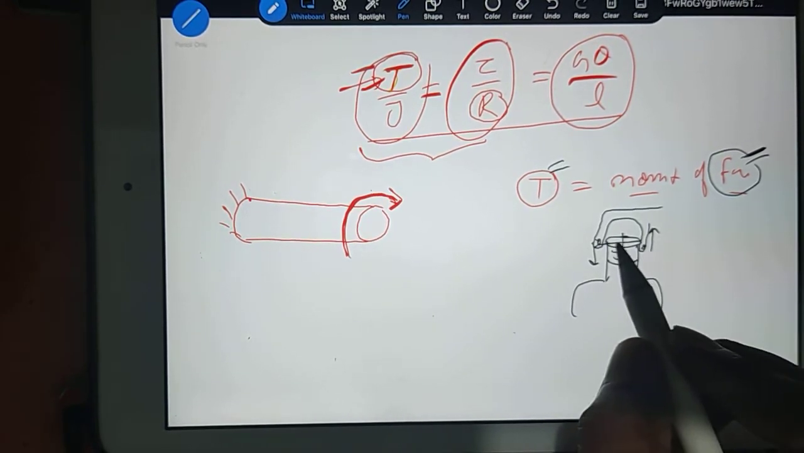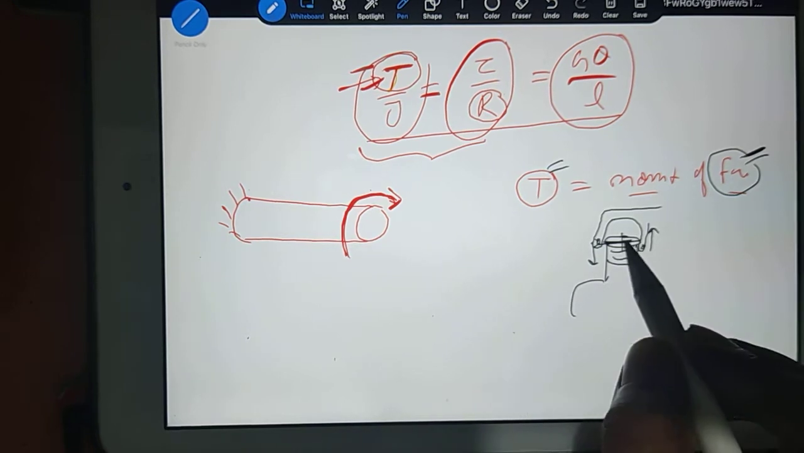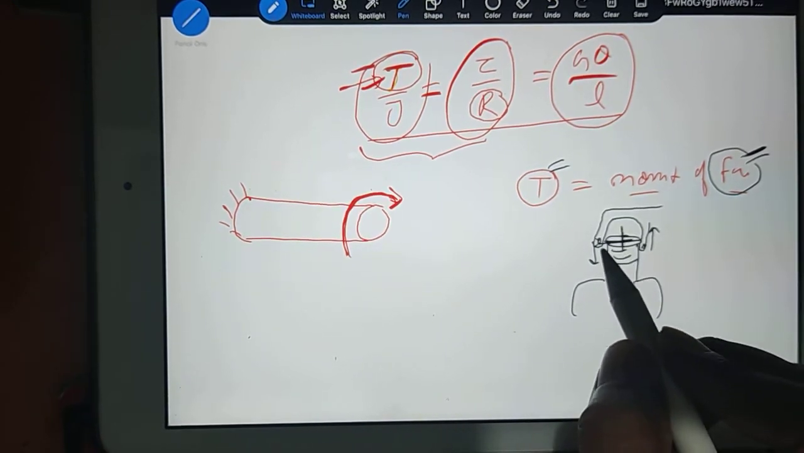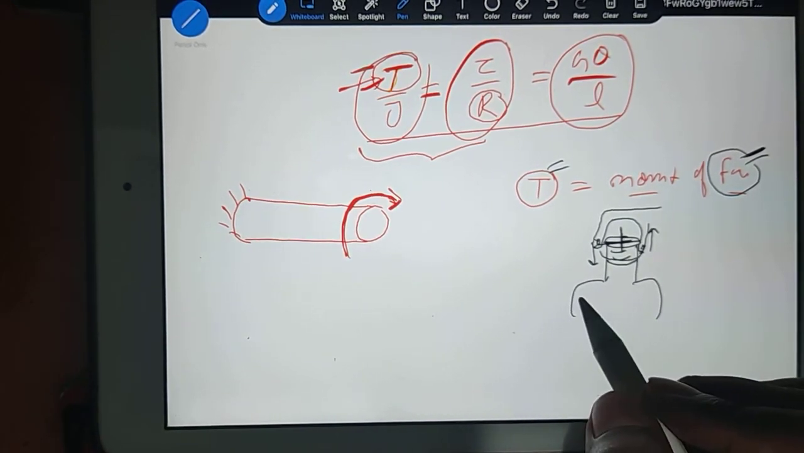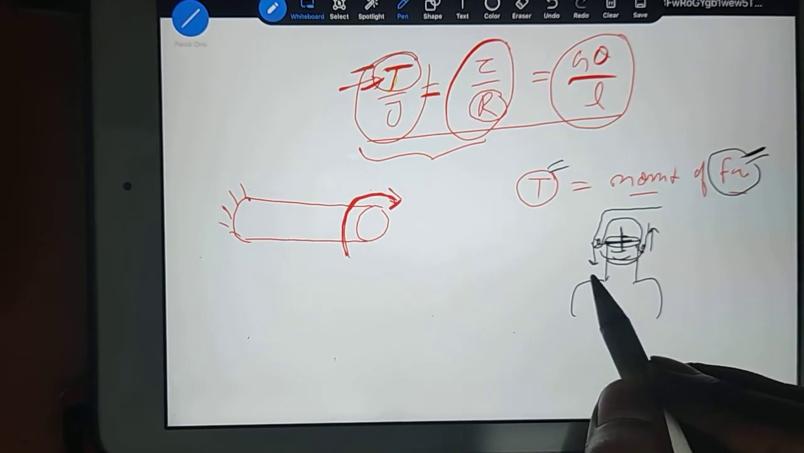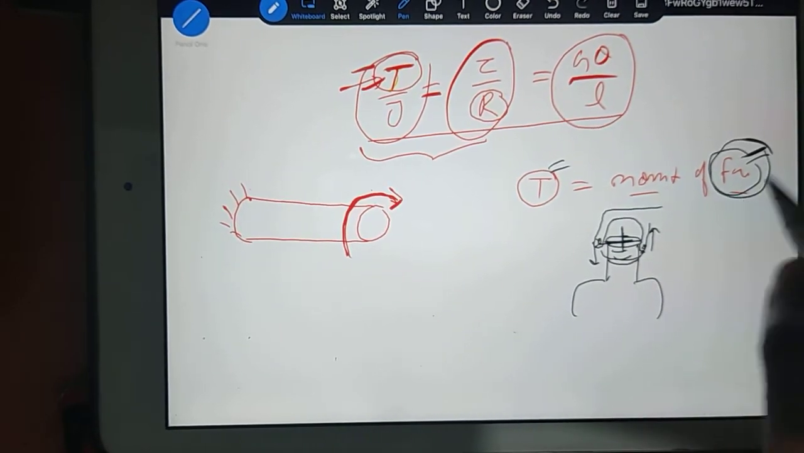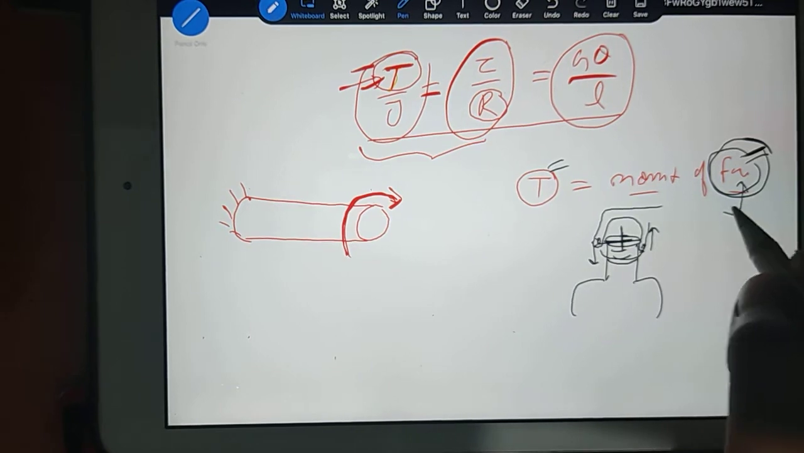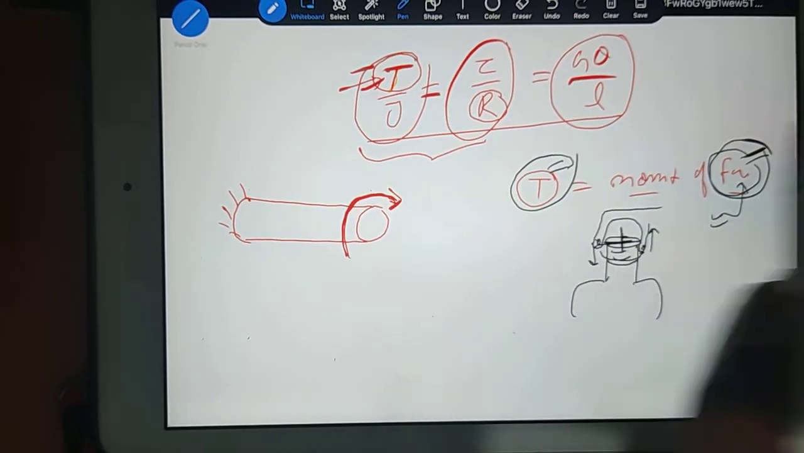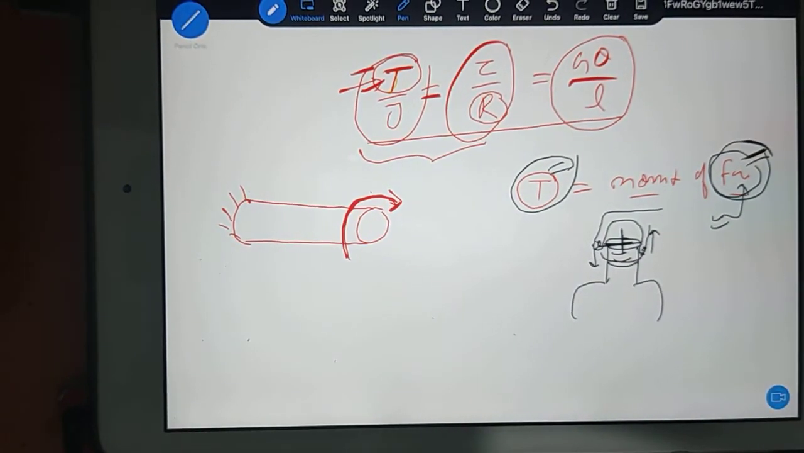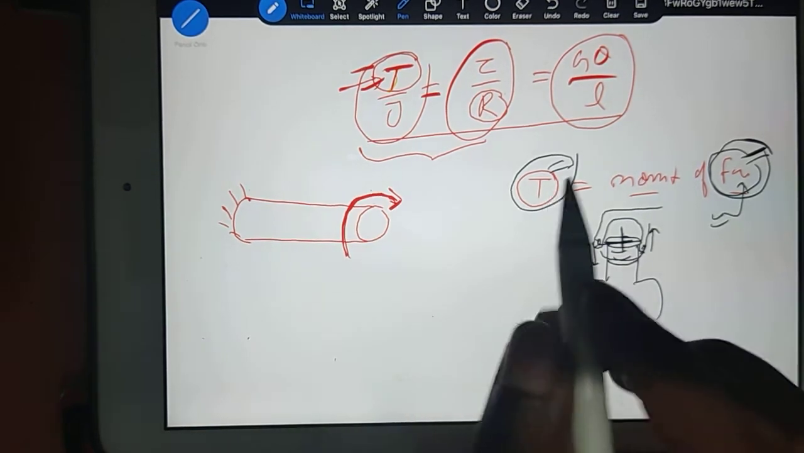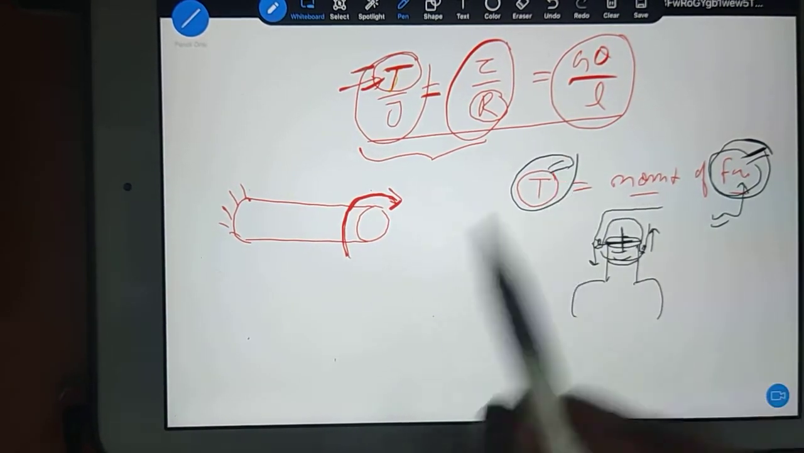You are applying two forces at a particular distance, right? With respect to the center, the cap of the bottle will rotate and you can open the bottle. Reality is you are applying force, but the way you are applying the force gives you torque, moment of force, you can say. So this is my main concept.